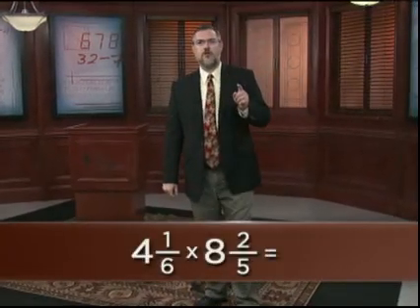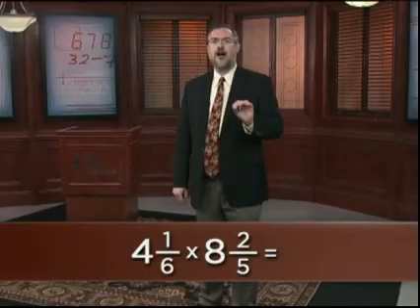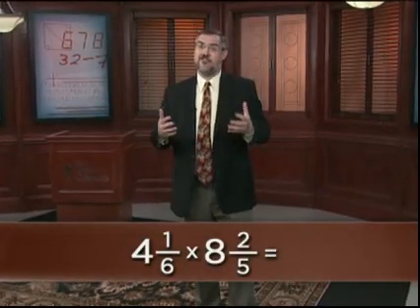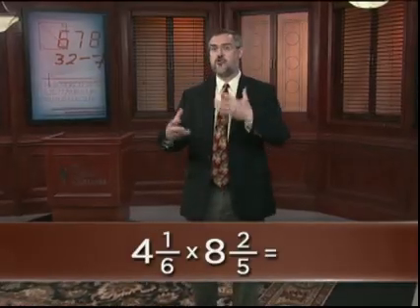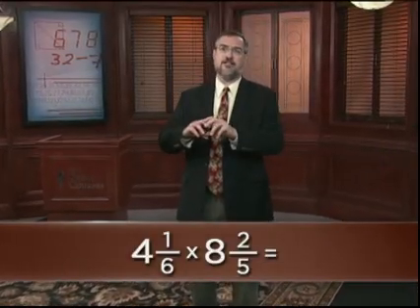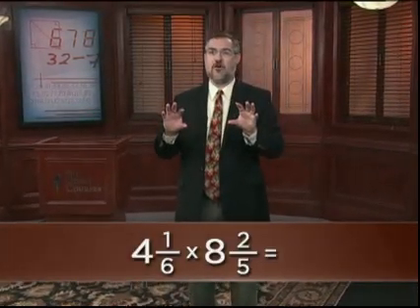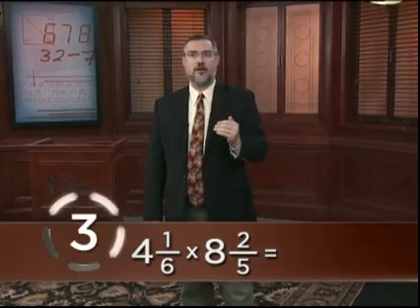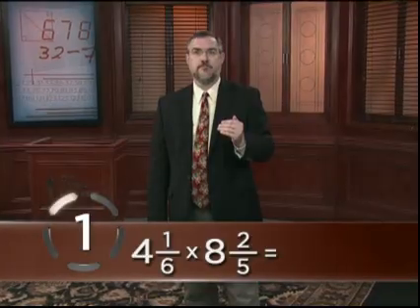Here I actually want to multiply two mixed numbers together. Okay? Let's calculate 4 1/6 times 8 2/5. Now look, this is about as hard as it's going to get. Two mixed numbers multiplied together. It probably feels a bit daunting, but let me suggest you try it yourself first, and then we'll come back together to see how you did.